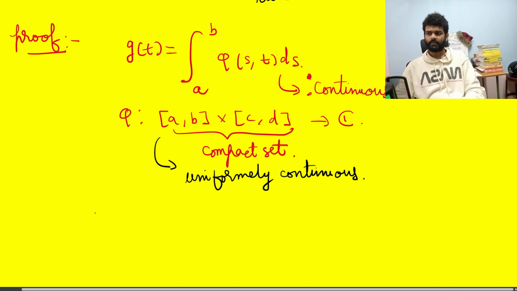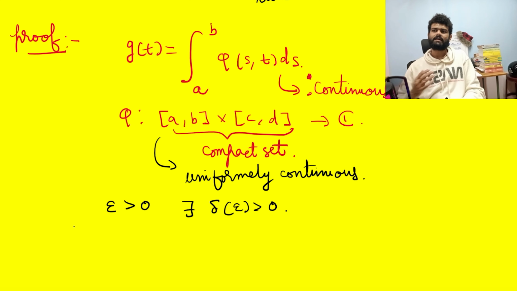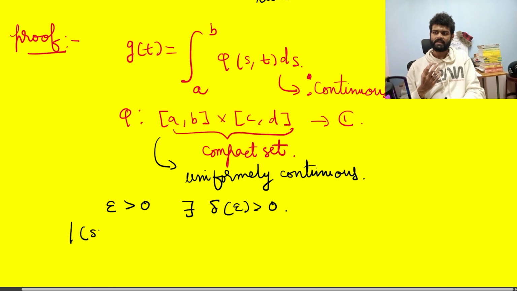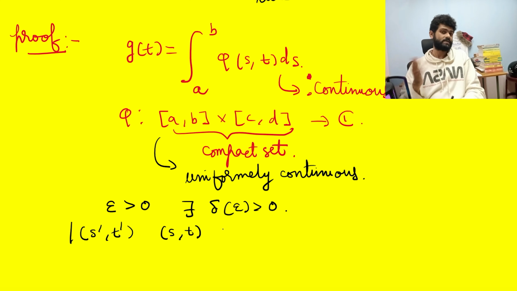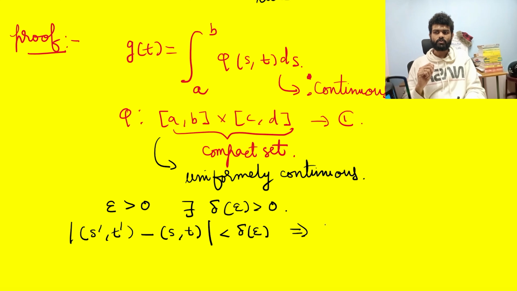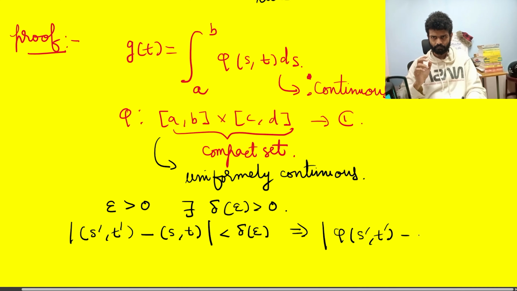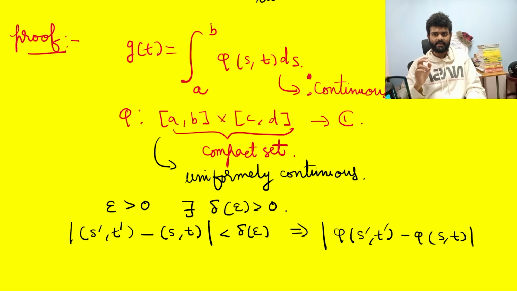So basically, uniform continuity means that for an epsilon, there exists a delta, which depends on epsilon, such that if you pick any 2 points, let's say (s', t') and (s, t) in this particular domain, which is a rectangle, and if the distance is less than delta epsilon, then the distance between the function values at these 2 points is less than epsilon, okay?